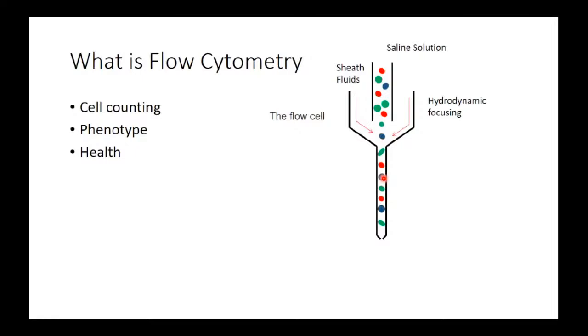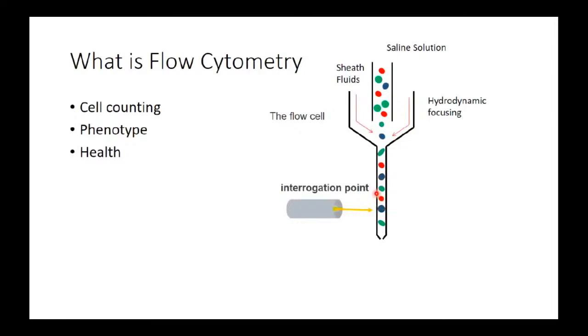It's very important to pass the cells one by one through the tube, because here I have something called the laser beam, and the cells should pass through the laser beam one by one. This point where the cells pass through the laser beam is called the interrogation point.